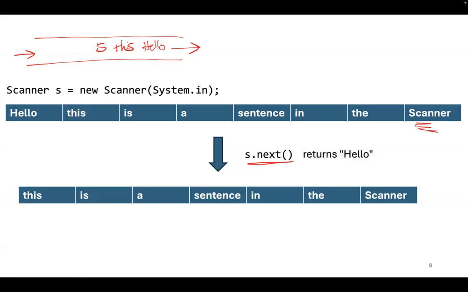Versus hasNext, which just checks: is there something else there? Like yes or no. So if right now I ask, does this scanner have next? The answer is yes, because there's at least one thing in there. If there's nothing in the scanner, if I've gone through everything and I say hasNext, the answer is false, because there's nothing left.